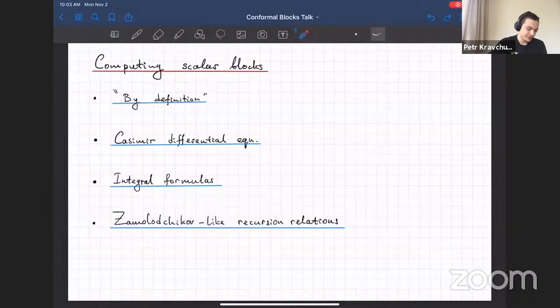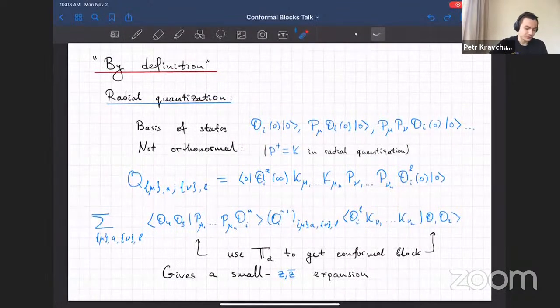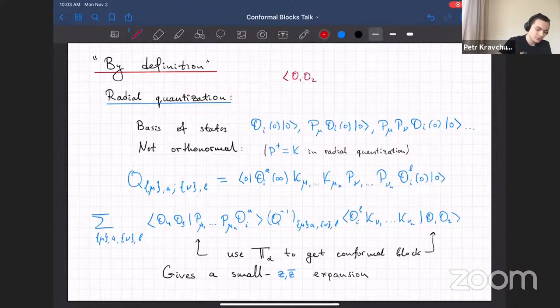Right. So I'll discuss briefly a couple of approaches for computing scalar blocks, which are listed here, and then I'll move on to the spinning blocks. The first approach is to just compute them by definition. As I said, we can think about conformal blocks as taking our 4-point function and sticking in a complete sum over states in the middle, and identifying the states with states created by primary operators.